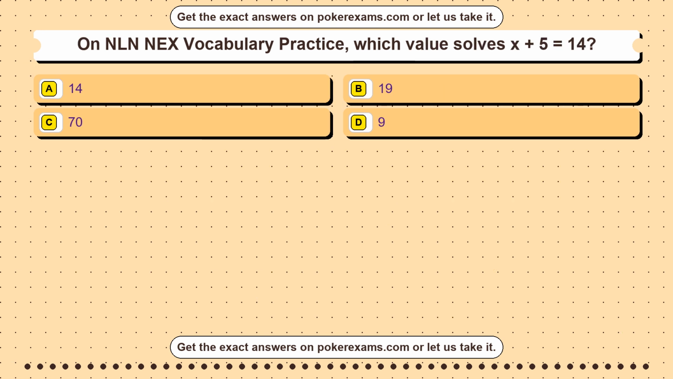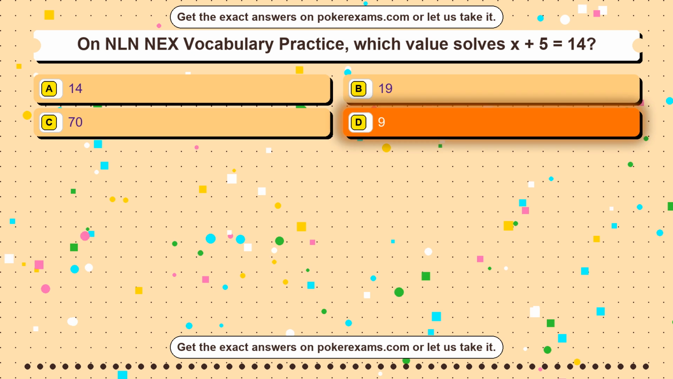Question 34. On GED test prep, which phrase describes a dependent variable? Option A, the factor changed. Option B, the control group. Option C, the background reading. Option D, the outcome measured. The correct answer is option D.